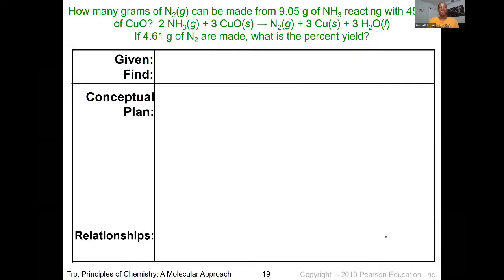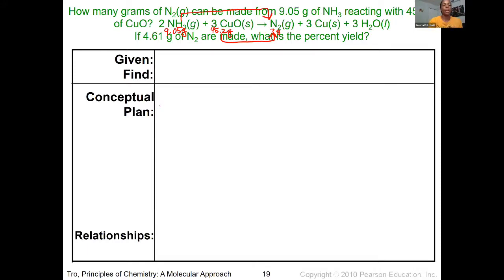Okay, next up, it says how many grams of N2 can be made from 9.05 grams of NH3 reacting with 45.2 grams of CuO, and the reaction is shown for you. And so again, if we look at what we're given, we have 9.05 grams of the ammonia and 45.2 grams of copper 2 oxide. We want to know how many grams of nitrogen can be made. So when I think about connecting my bridge, I'll be going from ammonia to nitrogen, as well as copper 2 oxide to nitrogen. Make sure you solve for the same thing each time.